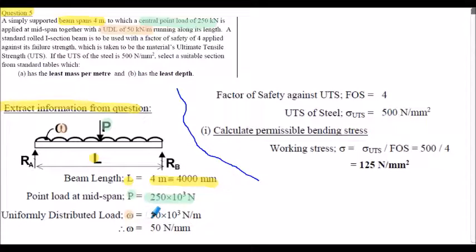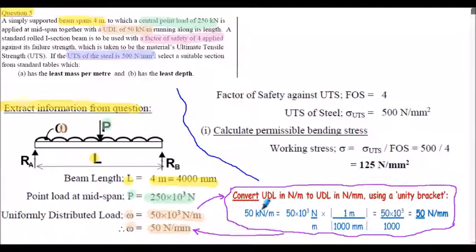So that's 50,000 newtons per meter, or in terms of millimeters, which I'm using here, that's actually 50 newtons per millimeter. To ensure the conversions there, you can refer to the use of unity brackets we outlined in a previous presentation. Just for reference, here's the conversion using a unity bracket of a UDL in newtons per meter to a UDL in newtons per millimeter.